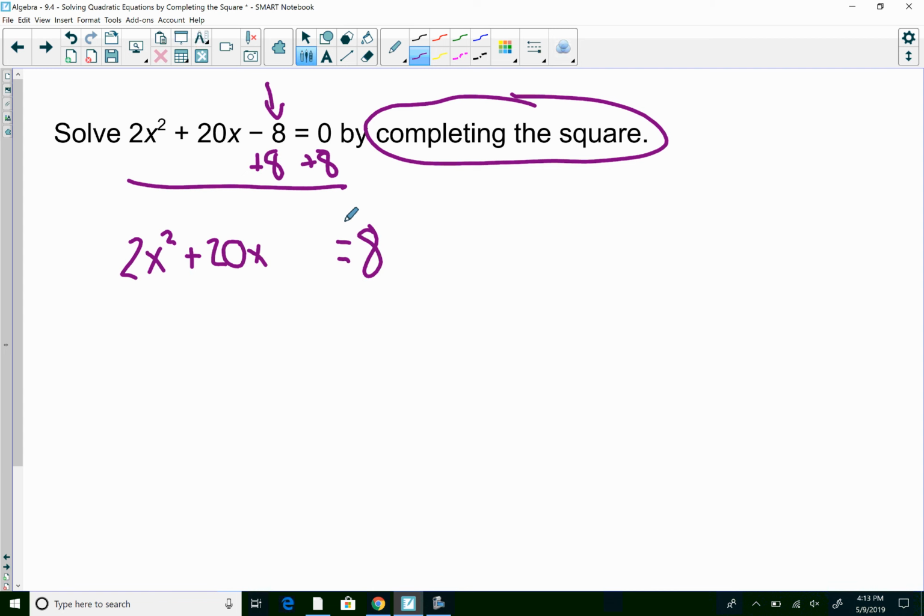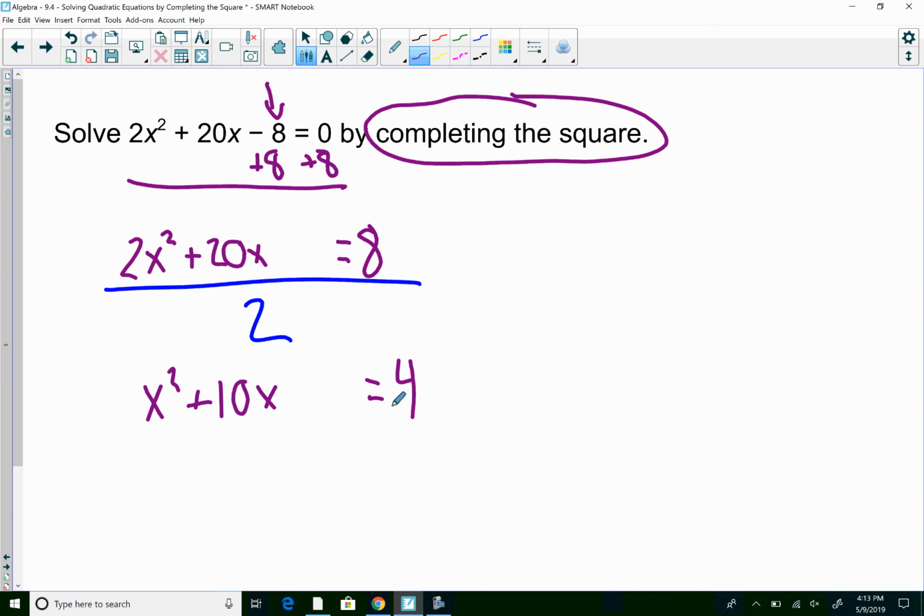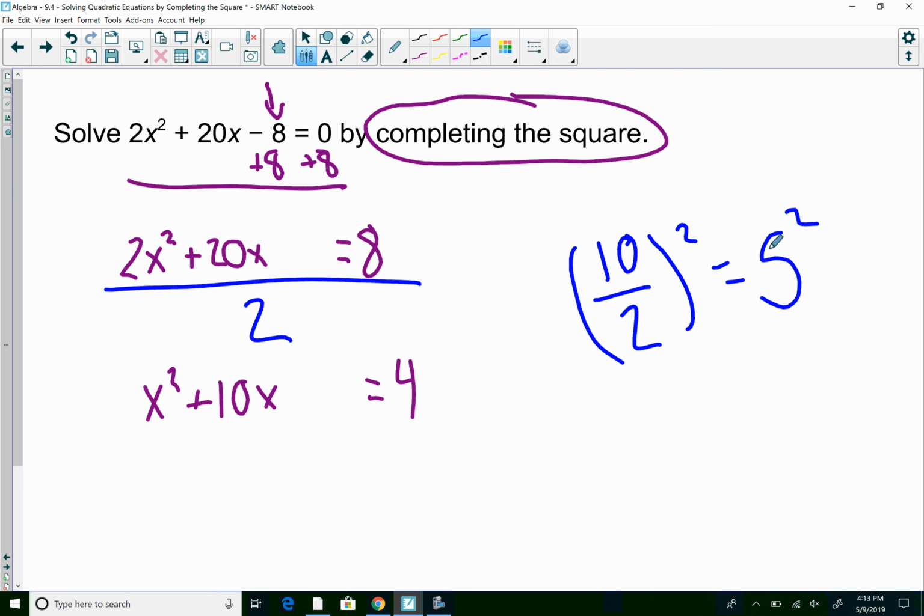And you know what, you guys? I just realized you have a common factor amongst all of these. Let's take this entire thing and simplify it for ourselves. x squared plus 10x equals 4. Okay, the perfect square process now. Your b term is 10 divided by 2 squared. 10 divided by 2 is 5 squared. So you're going to go ahead and add 25 to both sides.